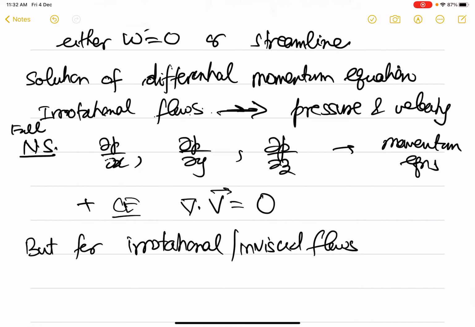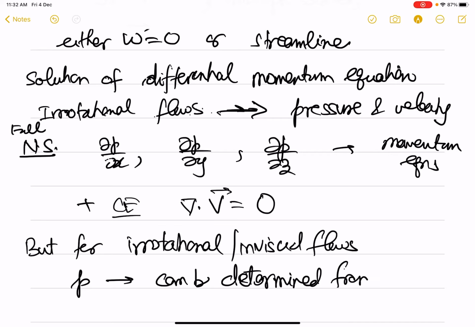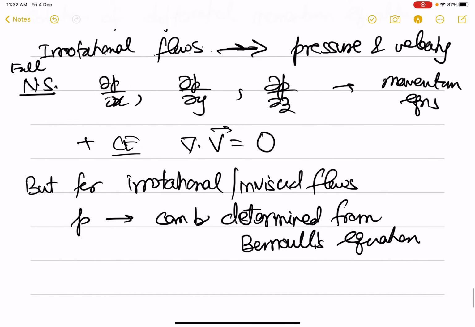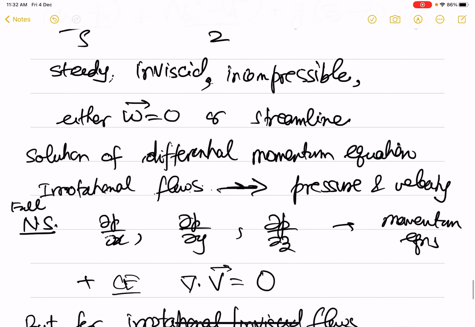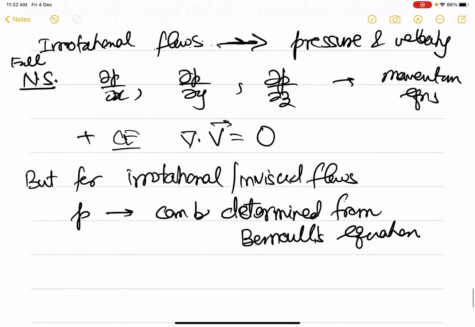what we find is that pressure can be determined from Bernoulli's equation. And there is no extra assumption being made except that the flow is irrotational and inviscid. So with this we are able to get pressure directly from Bernoulli's equation, but to know pressure we'll need to know velocity. So in some sense the pressure equation and the velocity equations have decoupled.